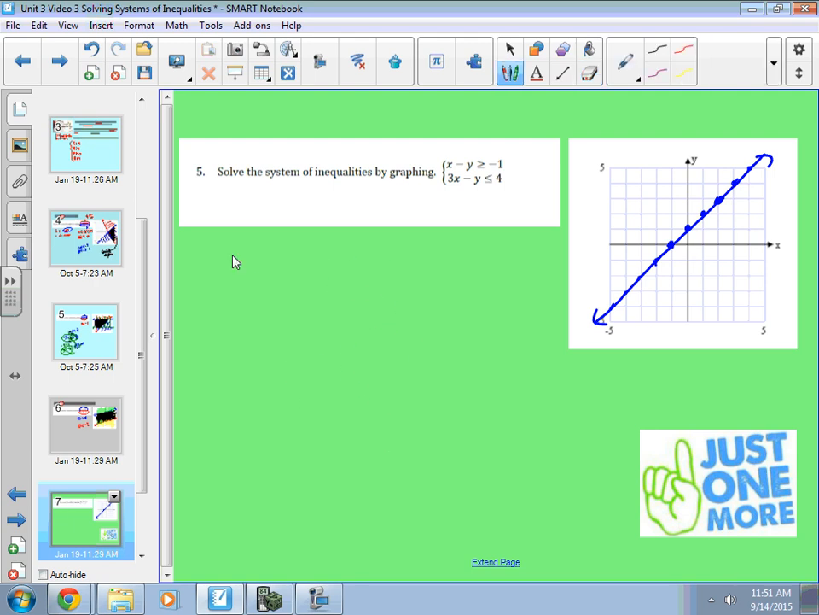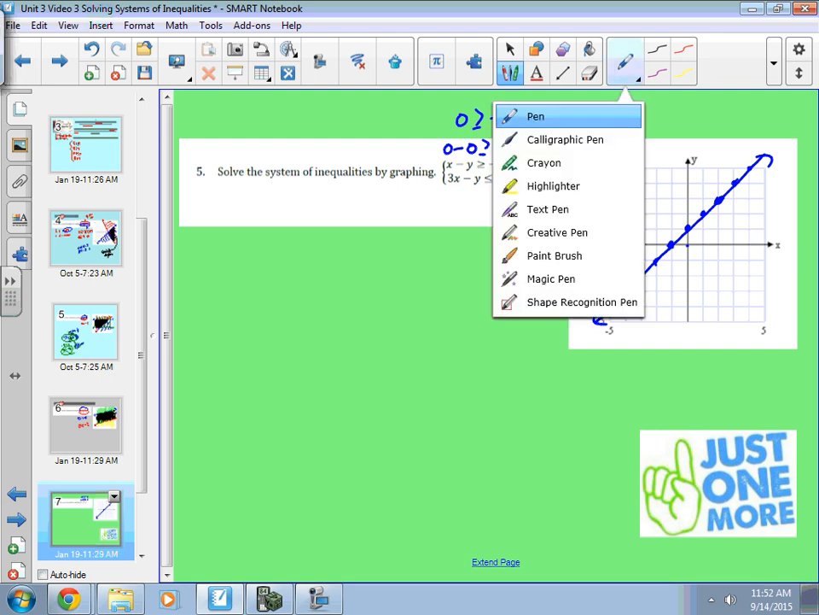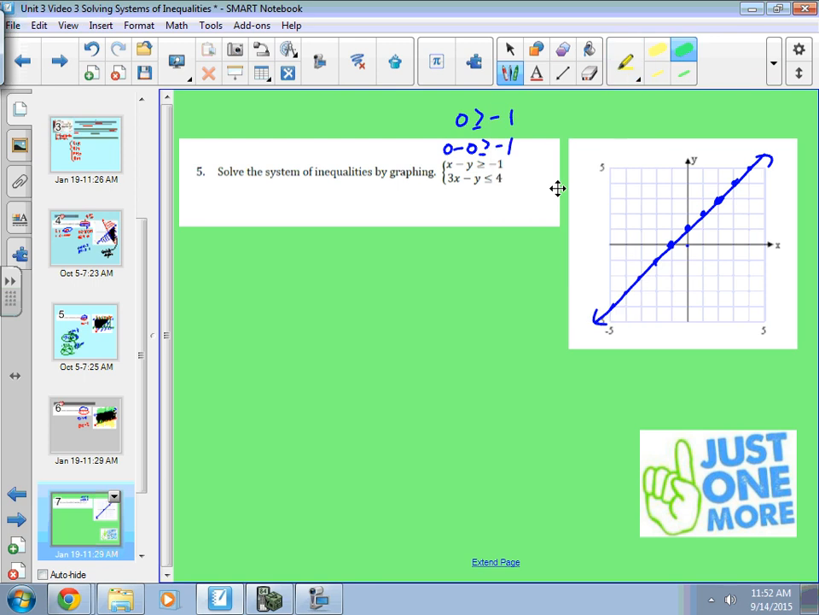For this one then, again, we need to choose a test point. So if we put 0 in for both x and y here, 0 minus 0 is going to be 0. Is 0 greater than or equal to -1? Yes, 0 is bigger than all the negatives. So we want to shade on the side of the origin here. So let's shade there. So everything in this side should get shaded.